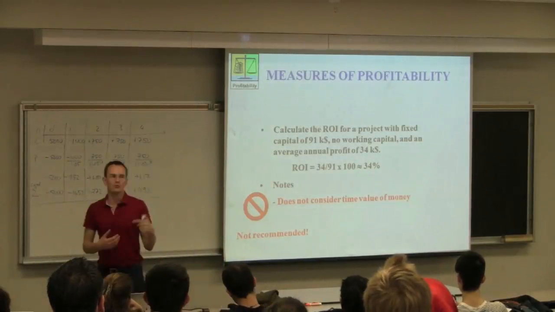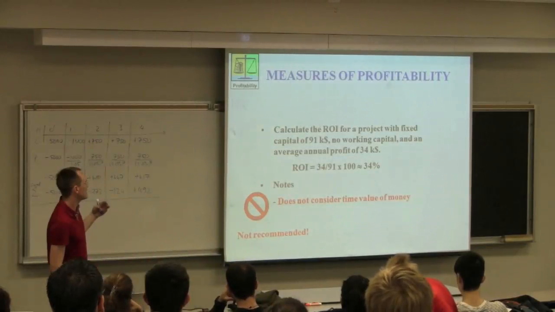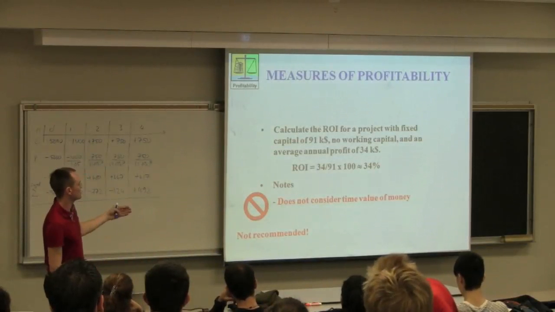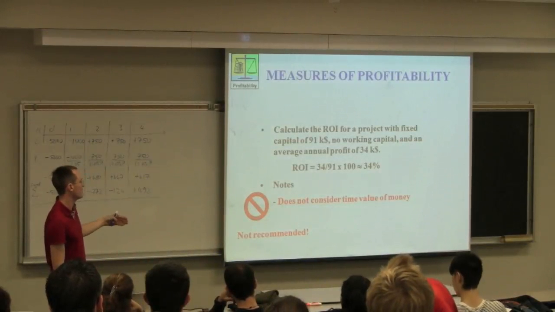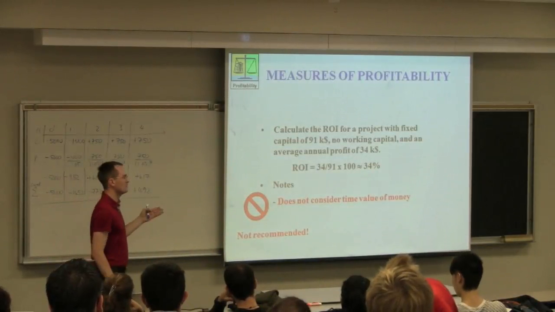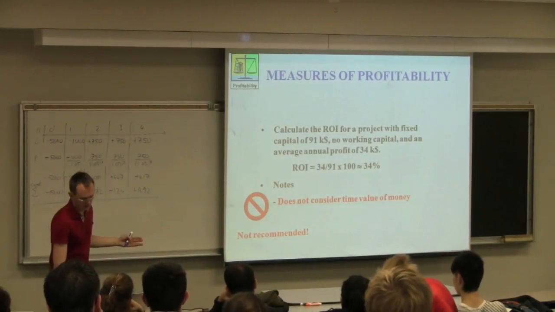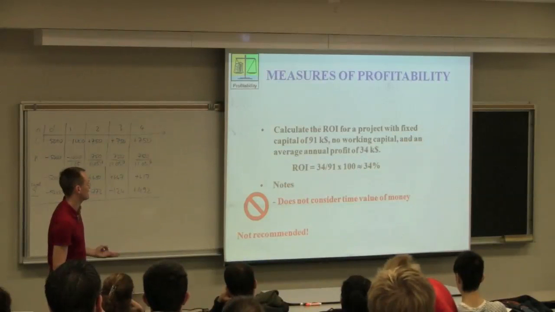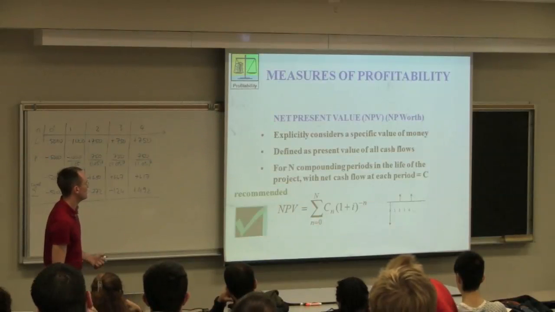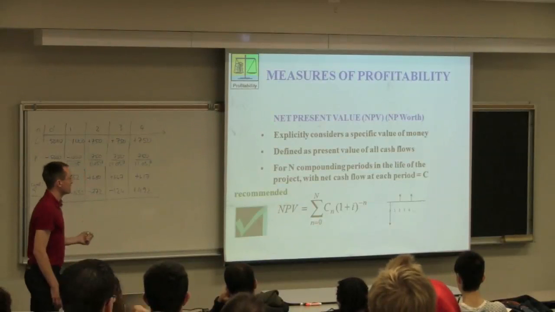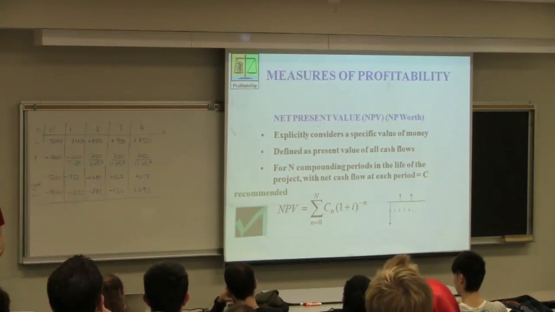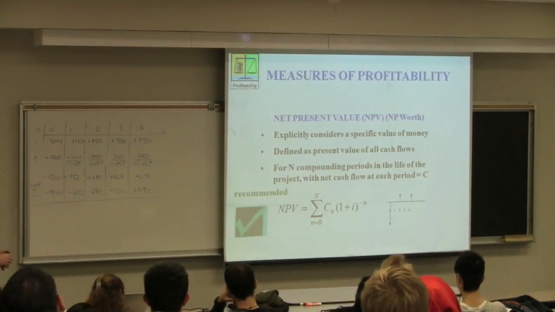What we're going to do in today's class is come up with another percentage interest that does take time value of money into account, a better alternative to ROI. ROI's biggest failure is that it doesn't take time value of money into account. What we're going to do now is look at net present value. We've looked at this already in the tutorial, but let's recap it here formally.